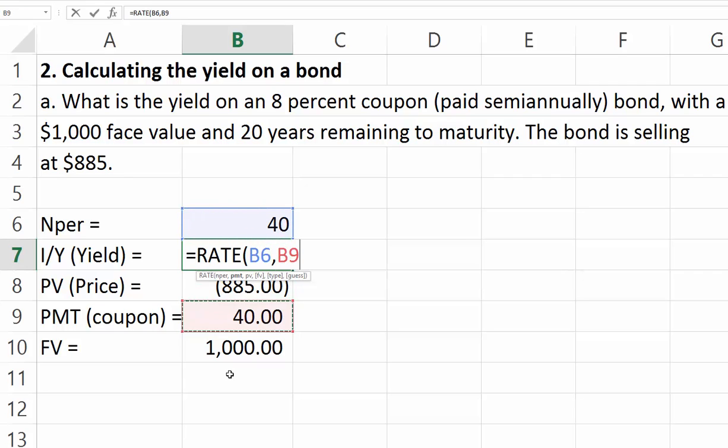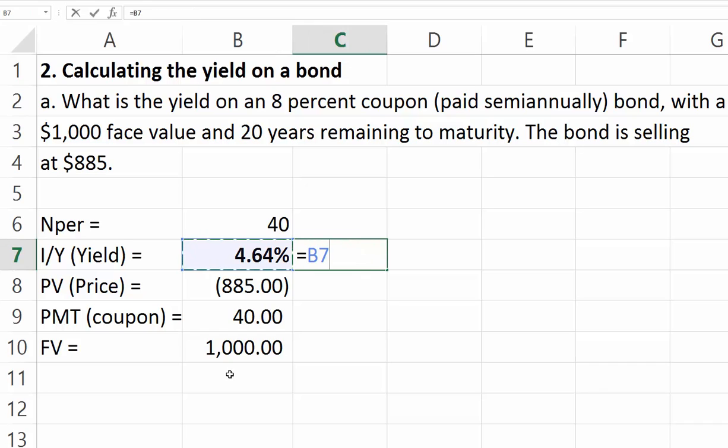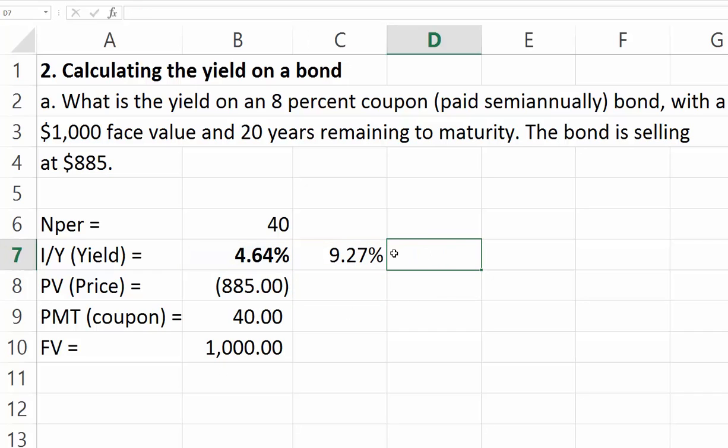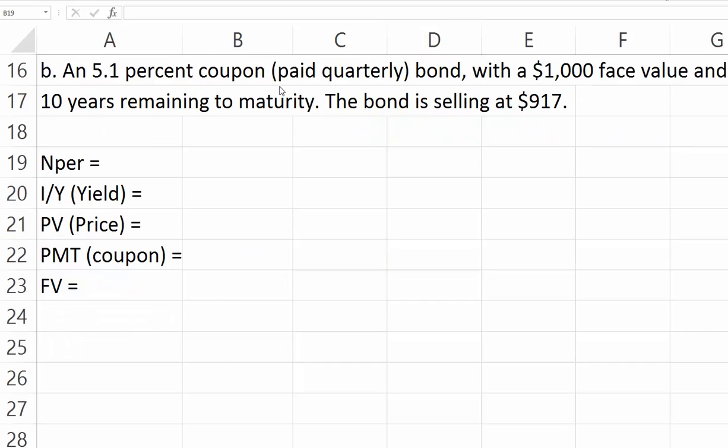We have 40, 85, and then we find the rate. Since this is semi-annual, this answer here is not the final answer. We have to multiply the answer we get times 2 in order to estimate the annual yield on this bond. We also have this 5.1% coupon bond, and again the face value is $1,000.